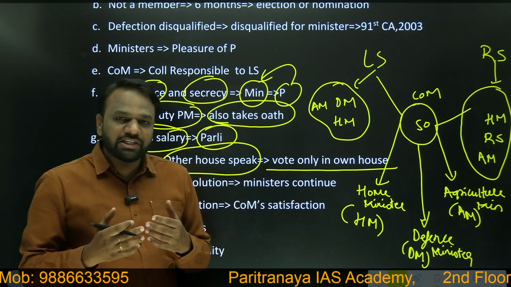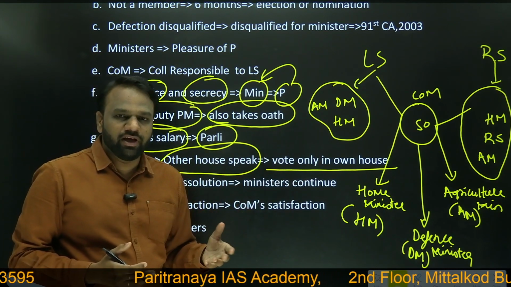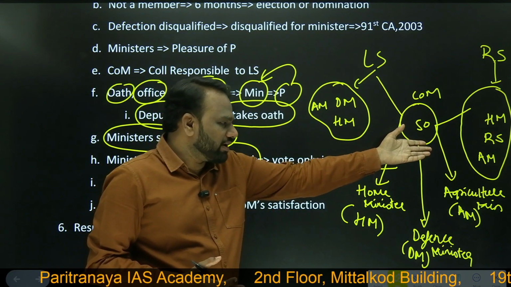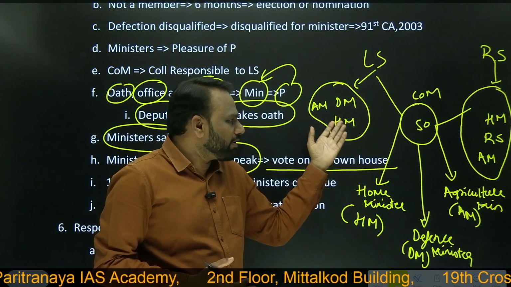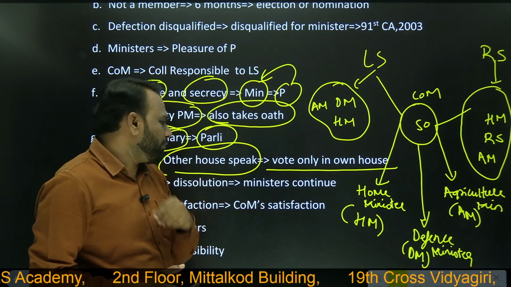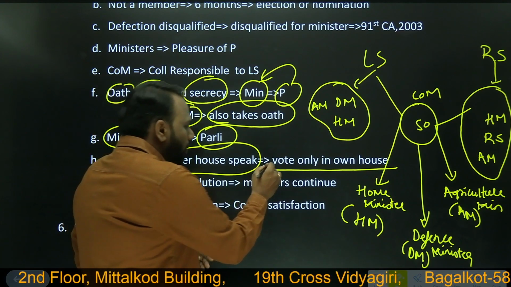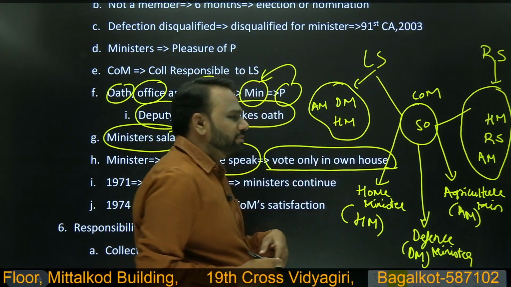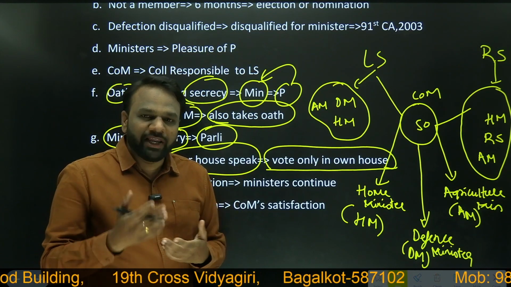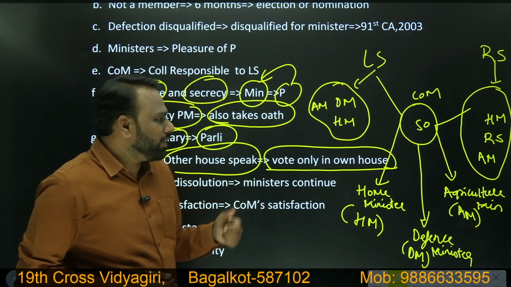So here, what we understood is that ministers have the right to participate in the discussions of the other house. A member of one house can participate in the discussions of the other house. Similarly, a person who is neither a member of Lok Sabha nor Rajya Sabha could participate in the discussions of either house. But one important thing we need to remember is that ministers can speak in the other house, but vote only in their own house. What does it mean? When it comes to Lok Sabha, if there is any decision to be taken and it requires voting, then who can vote?